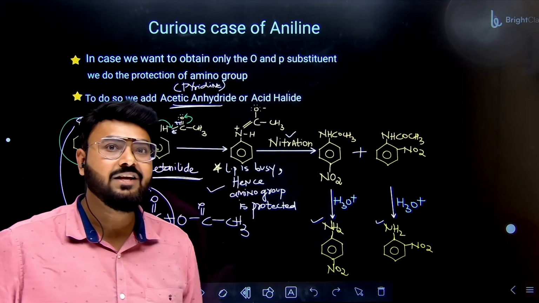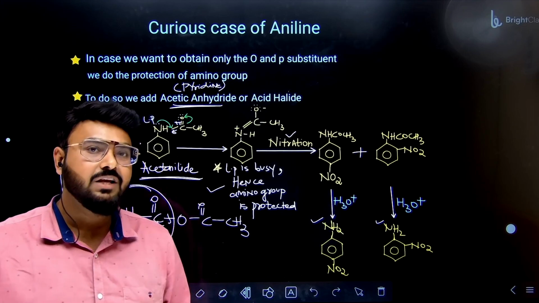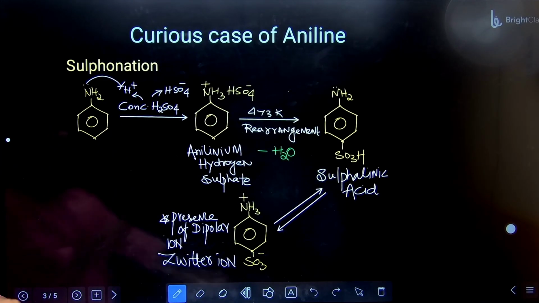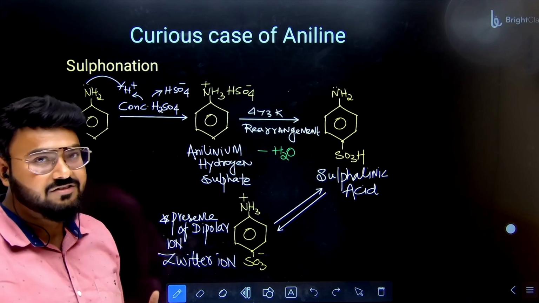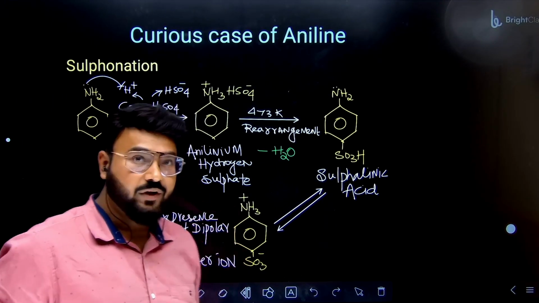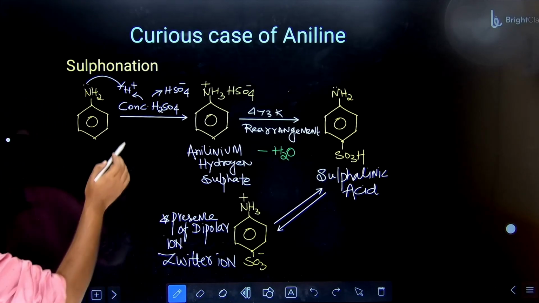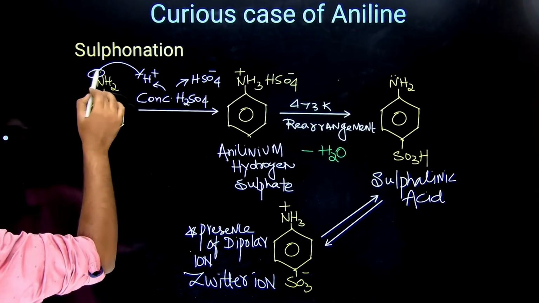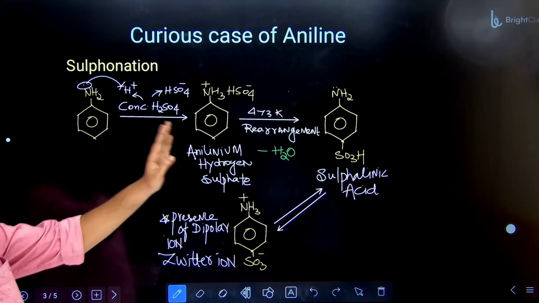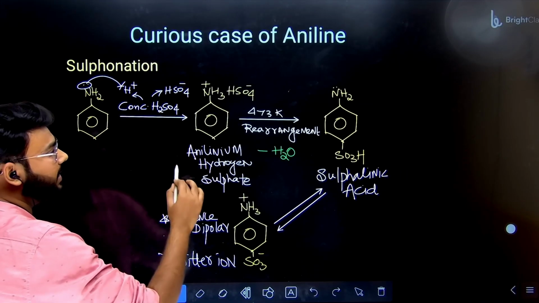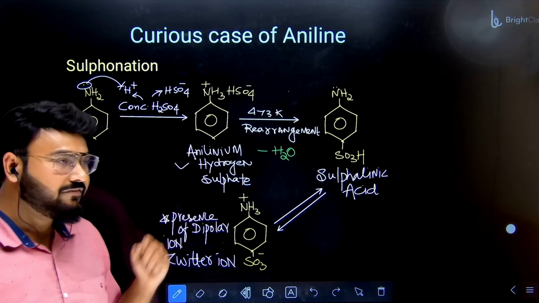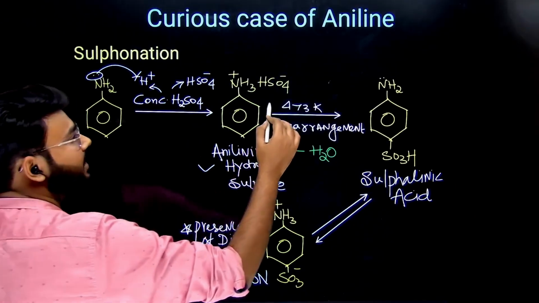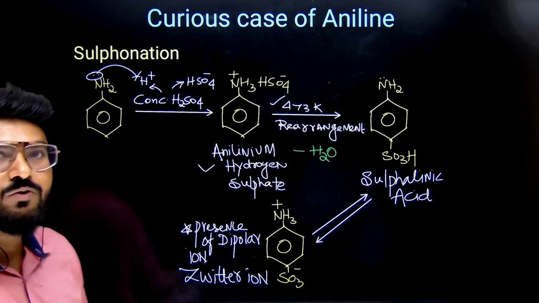Now let's see the third case, what's going to happen when we do the sulfonation. In the sulfonation reaction, the reagent we use is concentrated H2SO4. Now in concentrated H2SO4, what will happen? The acid will release H plus and HSO4 minus. The lone pair will take up this H plus, and as a result, it forms anilinium hydrogen sulfate. And after the anilinium hydrogen sulfate, we will heat it at 473 Kelvin, or you can say 200 degrees Celsius.